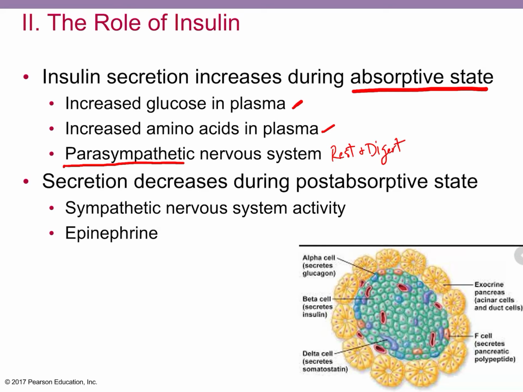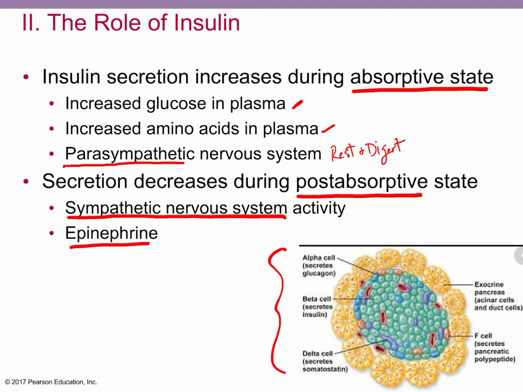So when you think about food or when you're smelling food, that parasympathetic nervous system can actually send signals to the pancreas and start the secretion of insulin, because it's basically like, get ready, we're going to start eating, food is coming, right? And when insulin goes down during the post-absorptive state, it's because your insulin levels have decreased, and conversely, your sympathetic nervous system has a role in dampening down insulin secretion, namely by the hormone epinephrine.